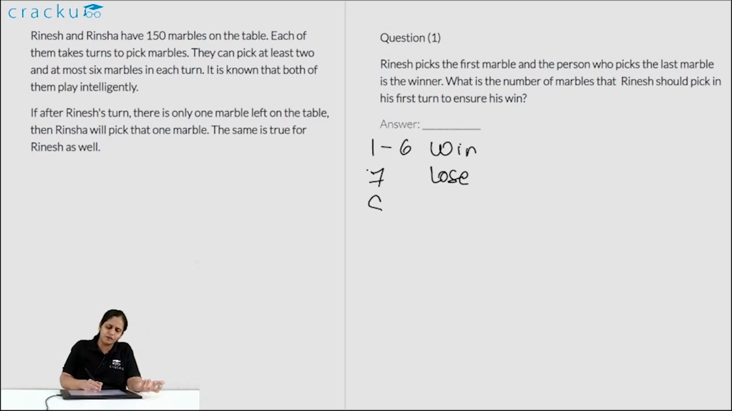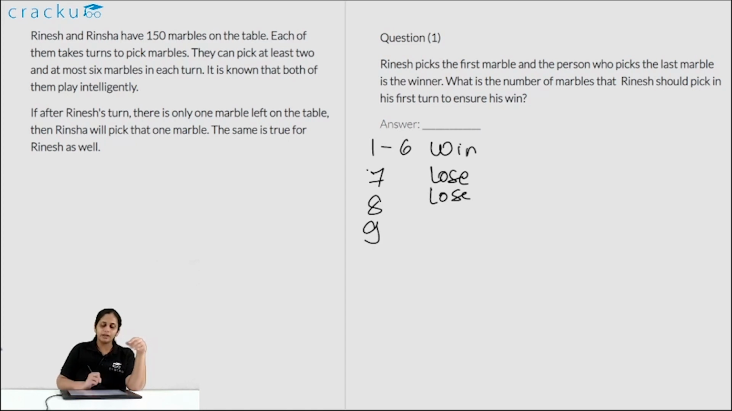Similarly, consider the case for 8. Now in case of 8, if you pick 2 marbles, how many marbles do you leave on the table? You leave 6, which is a winning position. If you pick 6 marbles, how many marbles do you leave on the table? You leave 2, which is also a winning position. So no matter what you pick from 2 to 6, you are leaving your opponent in a winning position, which means that 8 is a must-lose position. So 8 is a losing position.